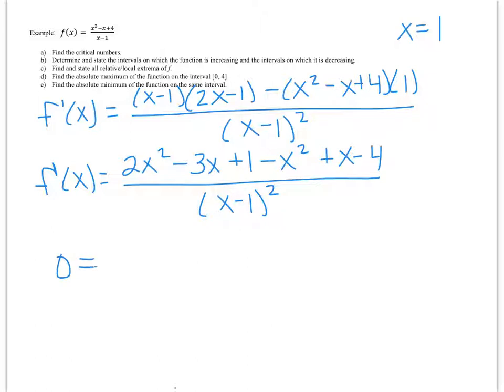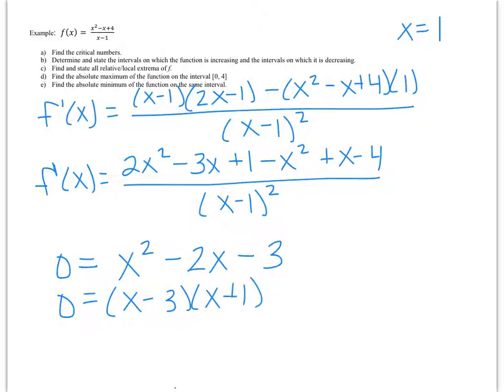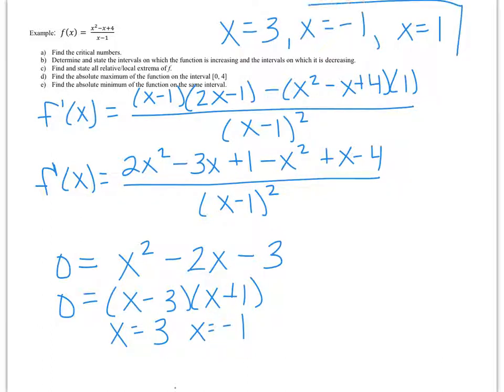So we want to know where this is equal to 0. If this is equal to 0, I don't care what's in the denominator, I care about that numerator. So I'm going to set this equal to 0, and just for space, I'm going to condense it now. 2x squared minus x squared is x squared. Negative 3x plus x is minus 2x. Positive 1 and negative 4 is negative 3. And I can solve this by factoring. It factors to x minus 3, x plus 1. So I have x equals 3 and x equals negative 1 are my critical values. So I have 3 critical values: x equals 3, x equals negative 1, and x equals 1.